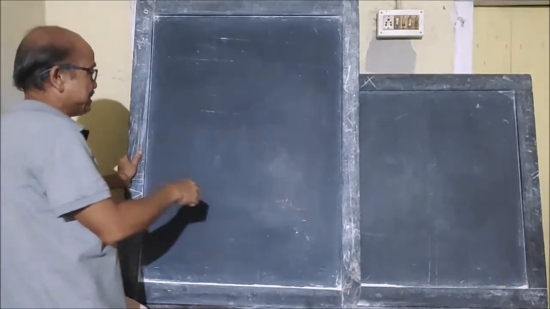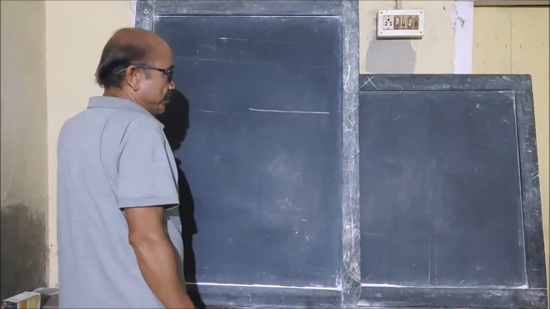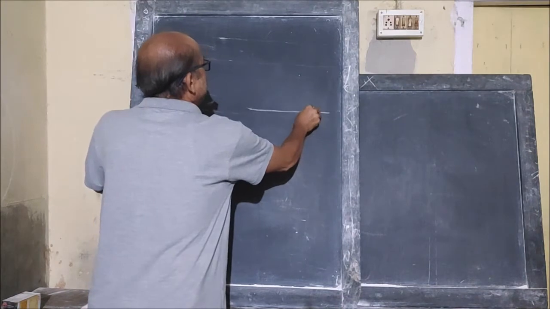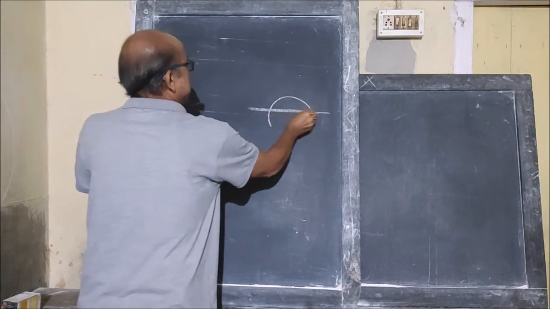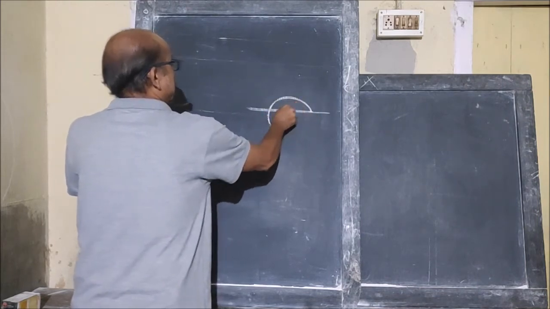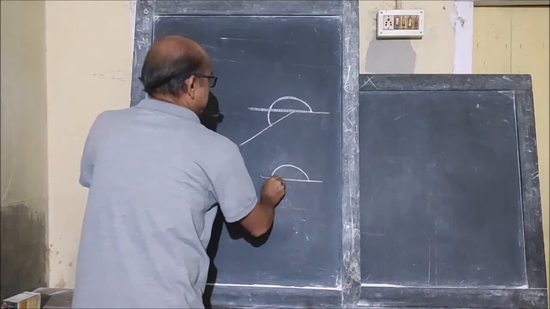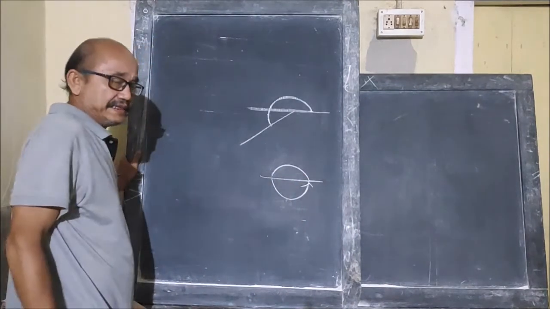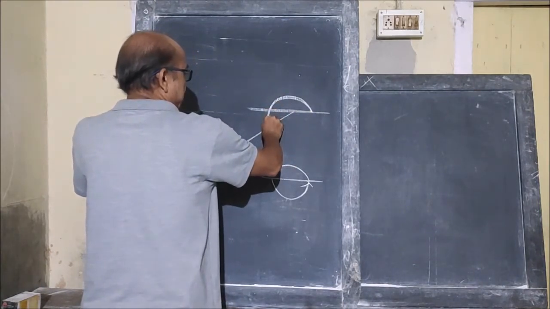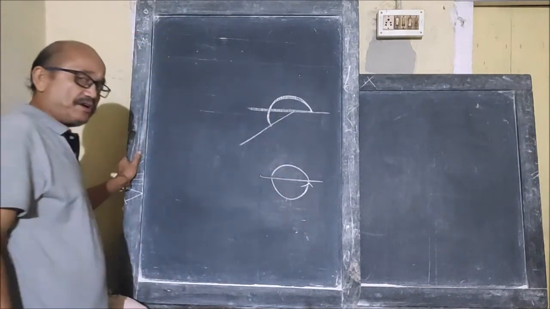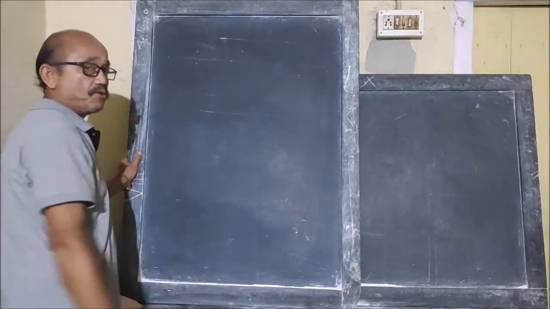Next one is what? Reflex angle. An angle whose degree measure is greater than 180. Up to this one is what? 180. But greater than 180 and less than 360. This is 180 and again that is 180. Total is what? 360. An angle whose degree measure is greater than 180 and less than 360 degrees is called a reflex angle.